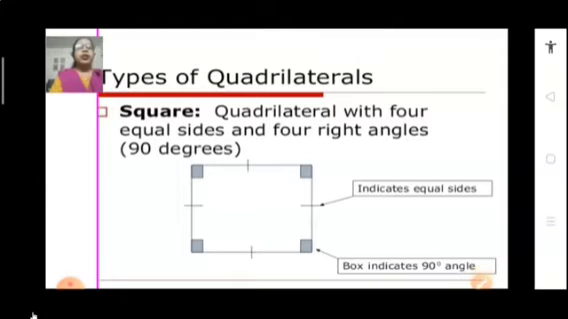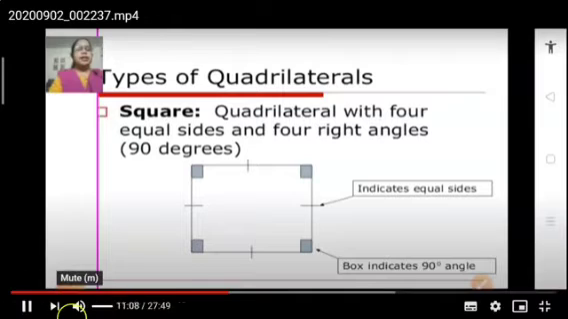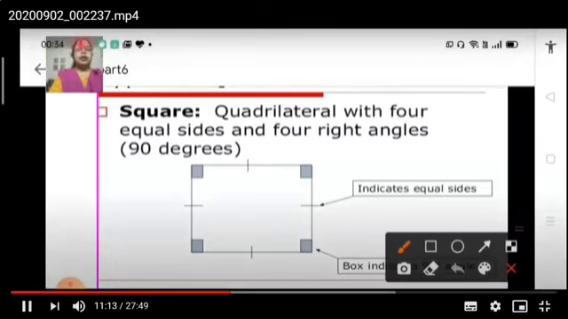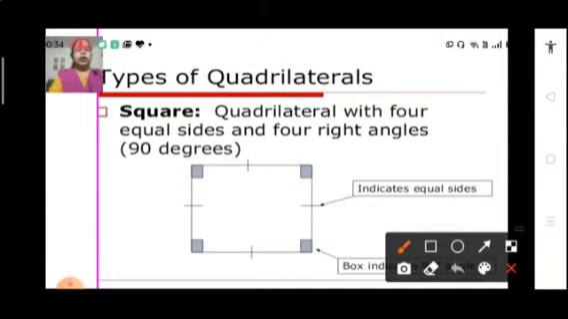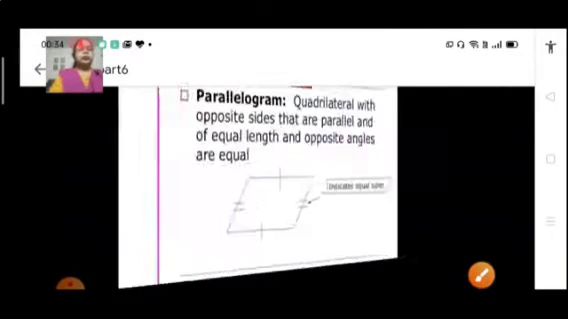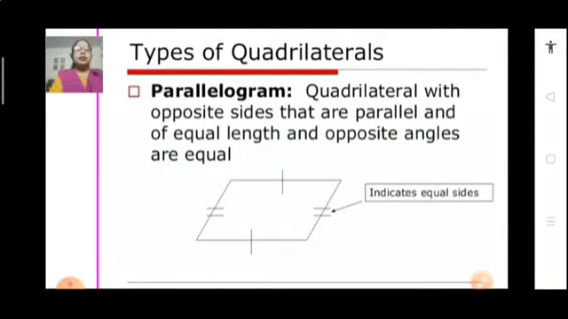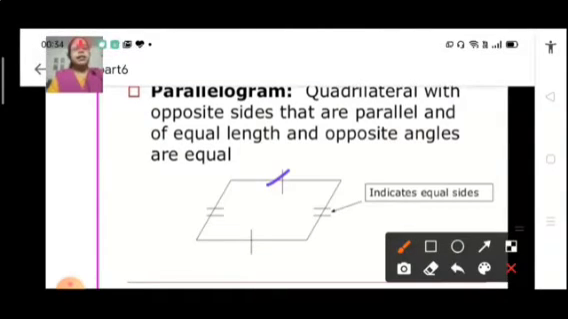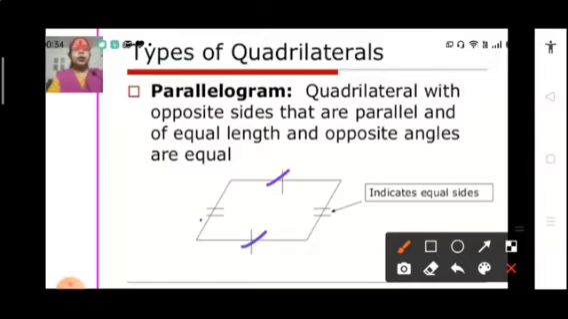Now, second type of quadrilateral is a square. A square has all the sides equal, and all the angles of measure 90 degrees. So square is a quadrilateral with 4 equal sides and 4 right angles. Now, what is the next quadrilateral? It is a parallelogram. So what is a parallelogram? It's a quadrilateral with opposite sides which are parallel and equal. So in a parallelogram, opposite sides will be parallel and equal. And opposite angles are equal.